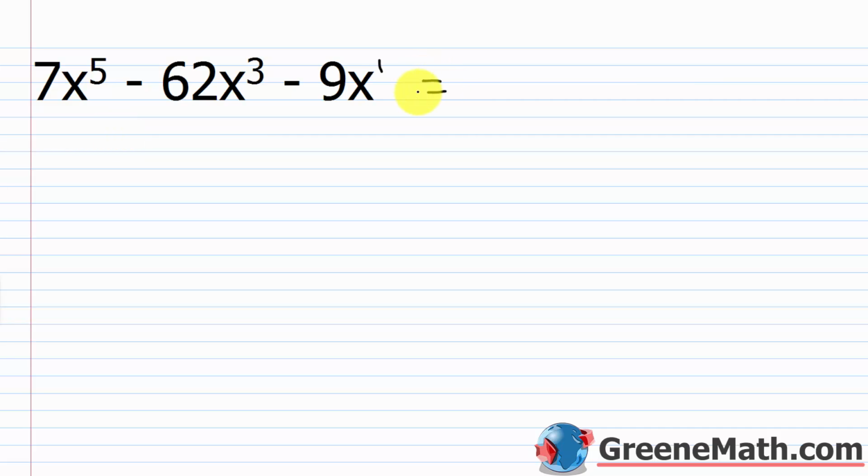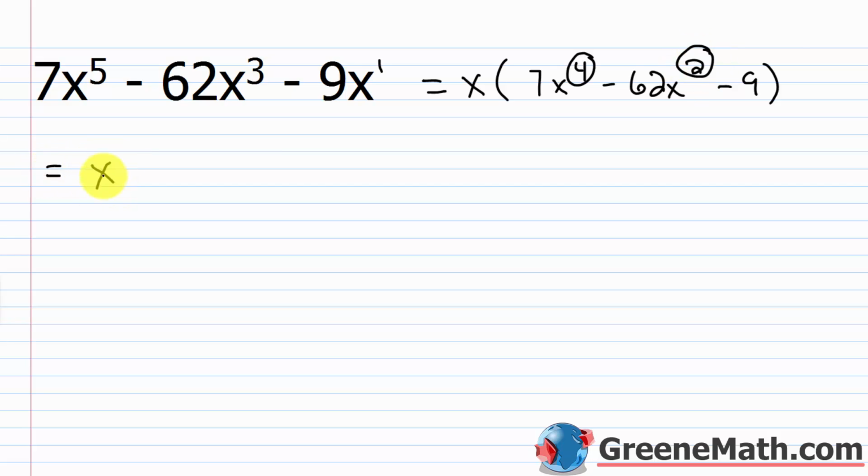Okay, I can obviously pull out an x here, and that would give me a 7x to the 4th power minus a 62x squared minus a 9. Now this matches the format I'm looking for. I have the 4th power and I have squared. So I'm going to put x times, inside of parentheses, 7 times x squared, squared, I'm just doing this for emphasis, minus 62x squared minus 9.